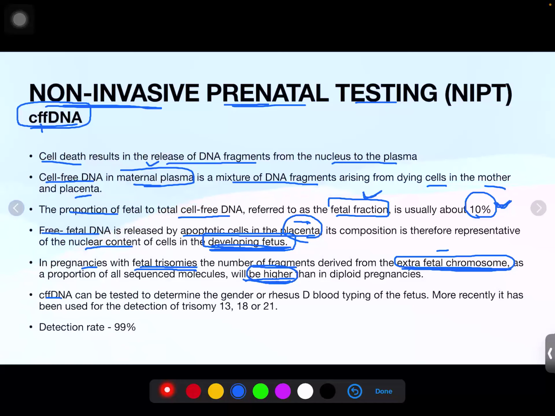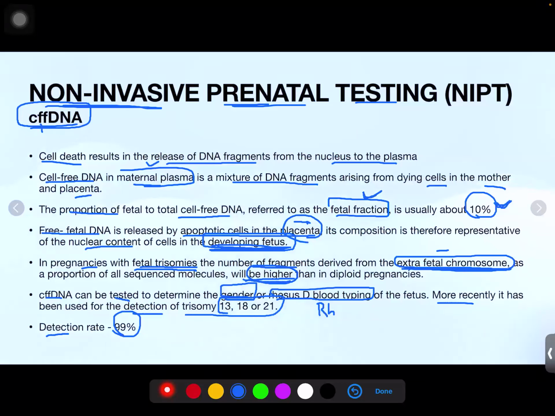Previously, cell-free fetal DNA could be tested to determine the gender. You can get the karyotype as well, whether it is XX or XY. And then the rhesus blood typing, like the RH status of the fetus as well. Now recently it is being used for the detection of trisomy 13, 18, and 21. So this is a very, very important non-invasive prenatal testing. And its detection rate is 99%. So it is a very, very good screening method.